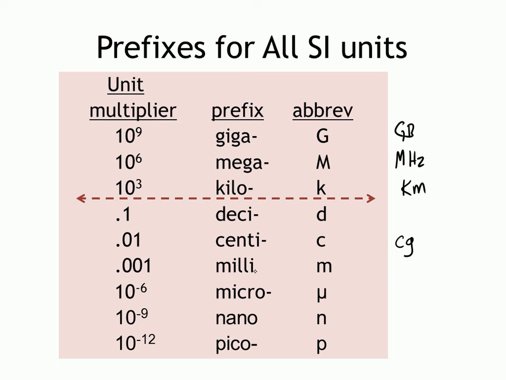10 to the minus third of something is milli. You have heard of that for many things, but one of them could be millivolts. It could be used in front of volts. 10 to the minus 6 is micro, abbreviated with a Greek letter mu, or sometimes just a u. 10 to the minus 9 is a nano something, and 10 to the minus 12 is pico something.